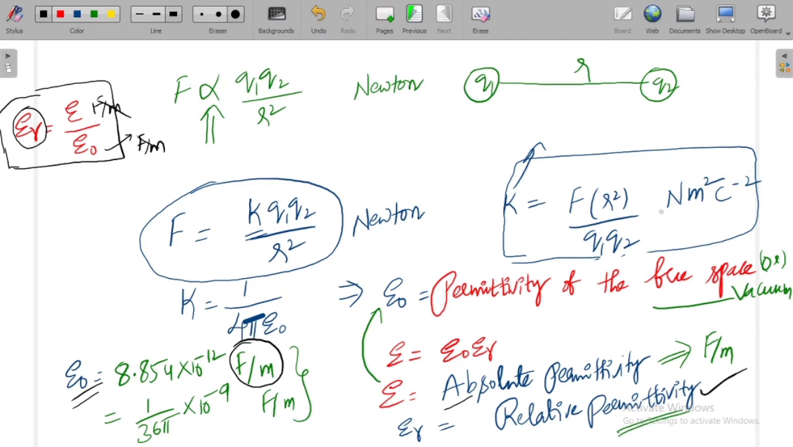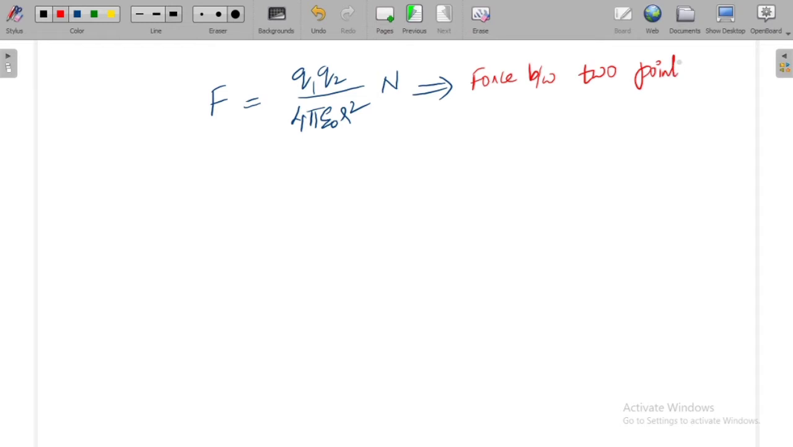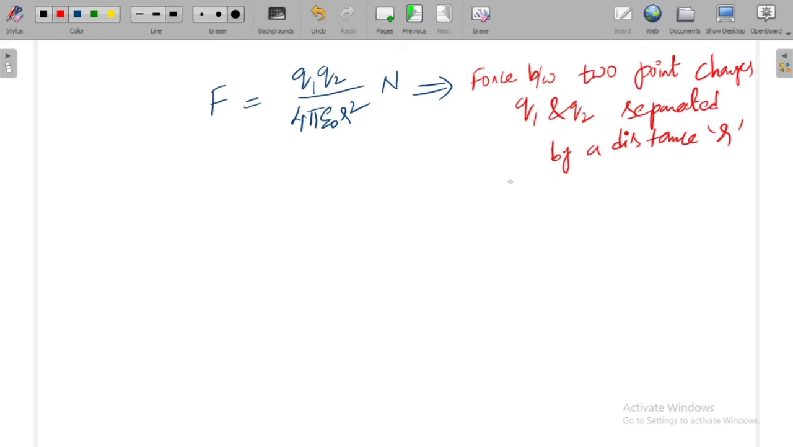And what is the unit of K? It is Newton meter square Coulomb power minus 2, which is obtained from the statement of Coulomb's law, right? Now finally I want to keep this in a proper form. F is equal to Q1 Q2 by 4 pi epsilon naught r square Newton. What does this expression give us? This expression gives us the force between 2 point charges Q1 and Q2 separated by a distance r, in free space or vacuum.